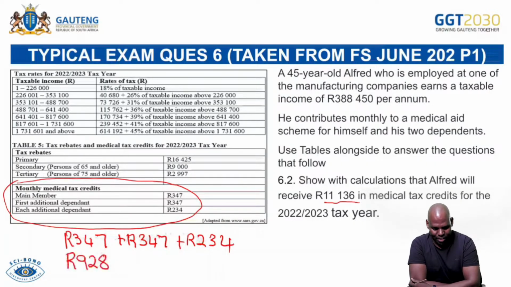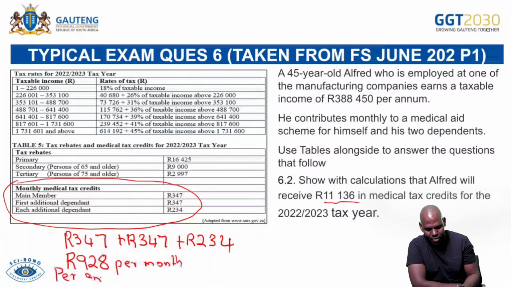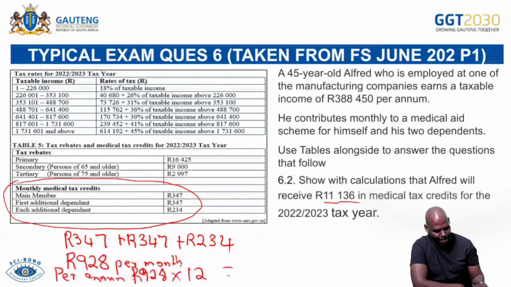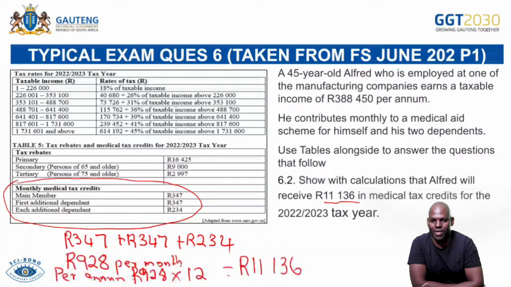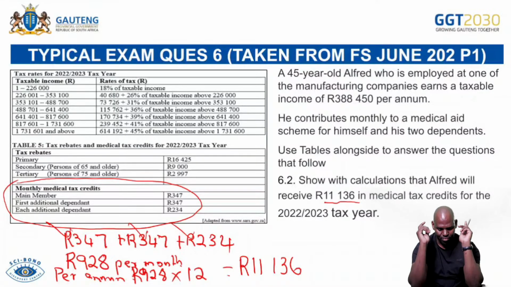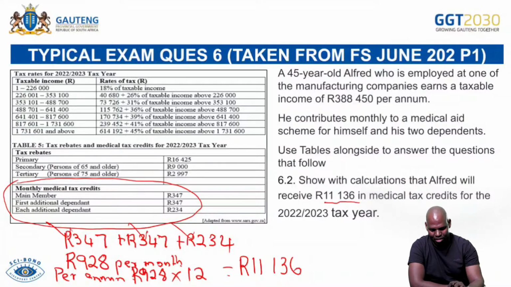But the medical tax credits are actually for the whole year, and this is per month. So therefore per annum will be 928 rand multiplied by 12. Indeed, I'm getting 11,136 rand. There are only 3 people there: 347 for the main member, Alfred, 347 for the first additional, and 234 for each additional dependent. Adding them gives 928 rand per month, multiplied by 12 gives 11,136 rand. So that is the answer for number 6.2.